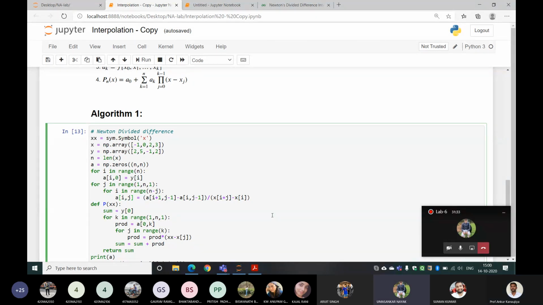After a, then for i in range n, a of i comma 0 is equal to yi. So this generates the first column, that is the 0th column. Yes, sir. But now I am asking about the range, like for i in range n minus 1. Range n is written, that means it will start from 0 and go to n minus 1. Range n means 0 to n minus 1. Okay, sir. It will never reach n. That is the convention.